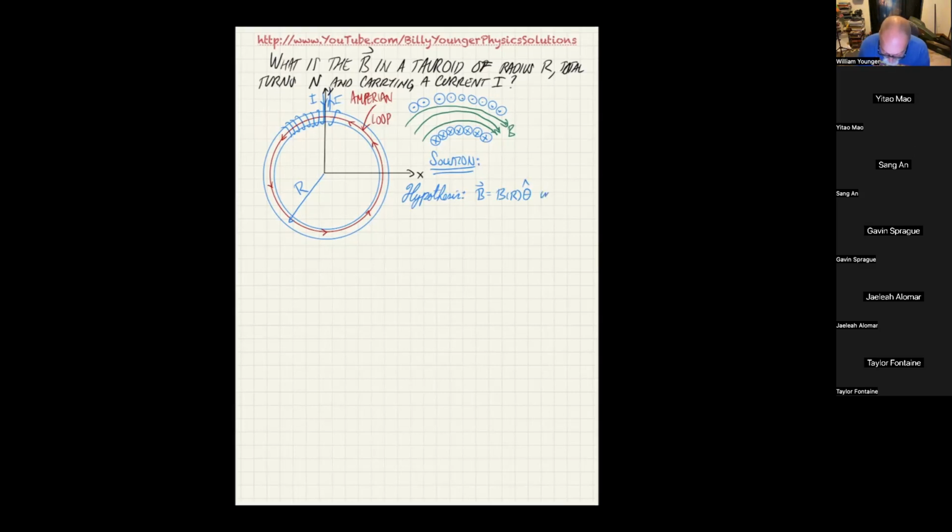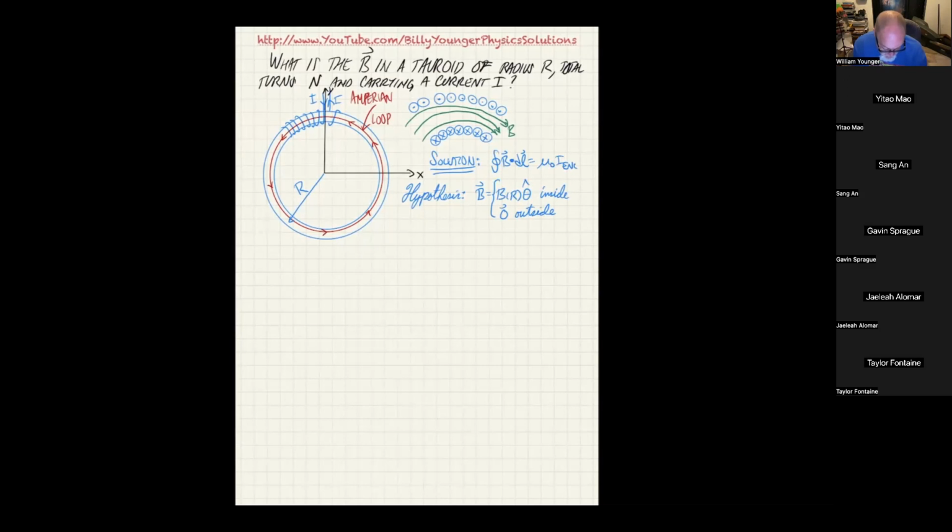And I'll say this is inside. Okay, I don't care about the outside, so I could just say like this, 0 outside. So that's my hypothesis. And the equation I'm going to use is the closed integral of B dot dl is equal to mu 0 I enclosed. Okay. And notice these wires. Let's see if this is really the way I want to go.